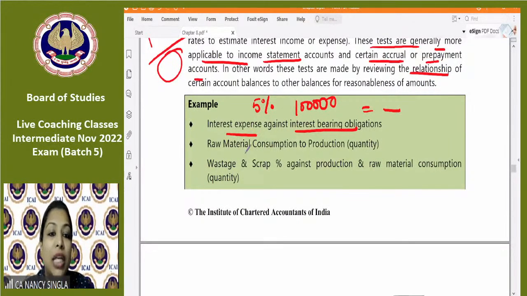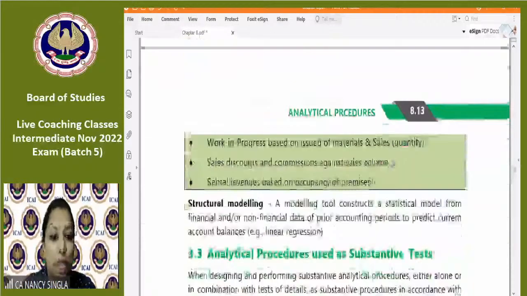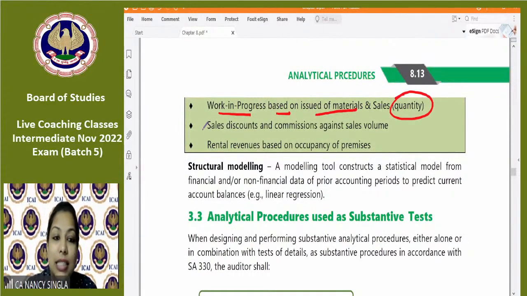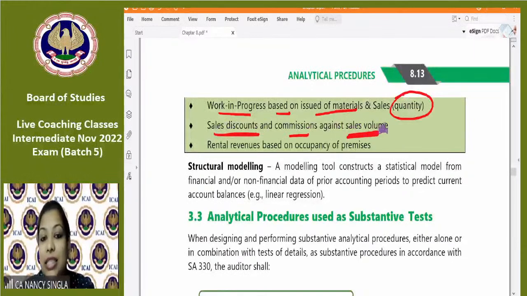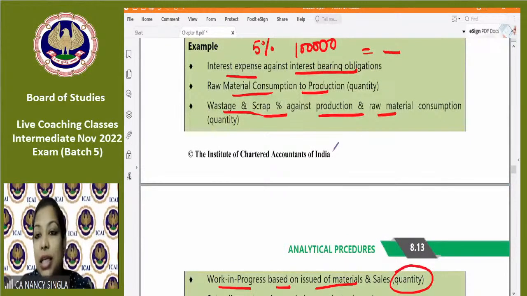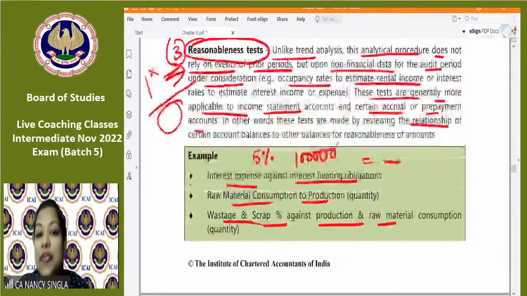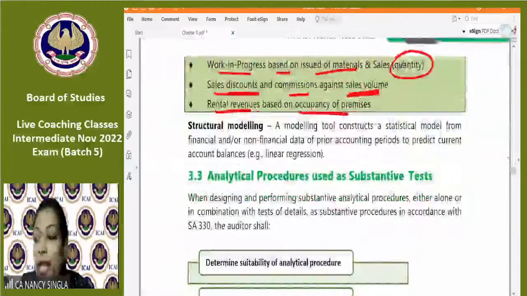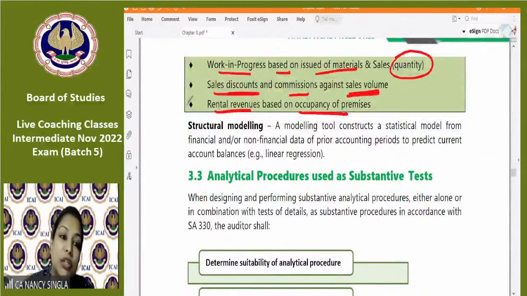ठीक है? Raw material consumption to production. Wages, scrap percentage as against production or raw material consumption. Work in progress based on issued materials and sales. So see, if you'll see na, sales discount commission as against sales volume, rental against occupancy. Everywhere non-financial data is being used na. So usage of non-financial data in reasonableness test is there. See, it's mentioned, based upon non-financial data for the period under audit. Clear? Then is structural modeling, which is the fourth technique.